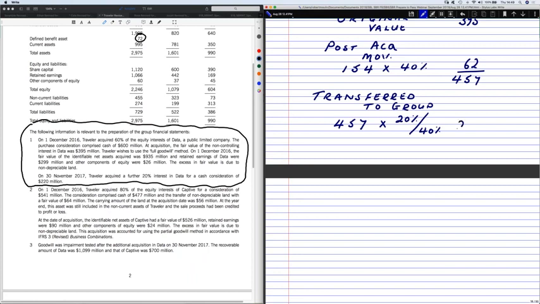And I'm going to make that 229 to the decimal point. Let's round it up. 229. Brackets or no brackets, everybody? Vicky says brackets, and I absolutely agree with you. Brackets, 229. And of course, that leaves us now with a balance on the NCI of 220.